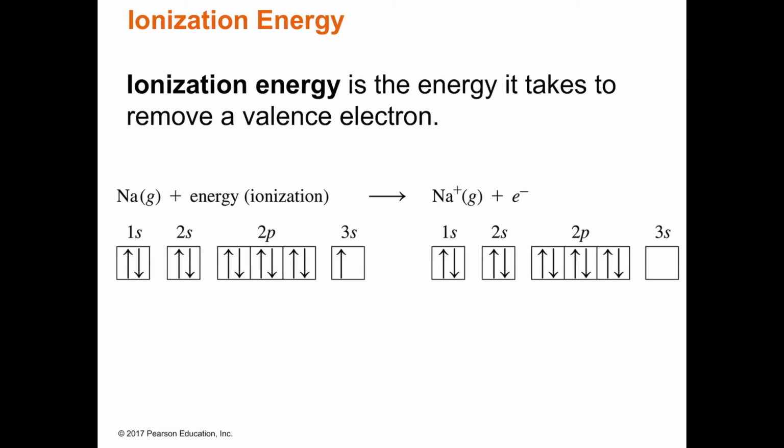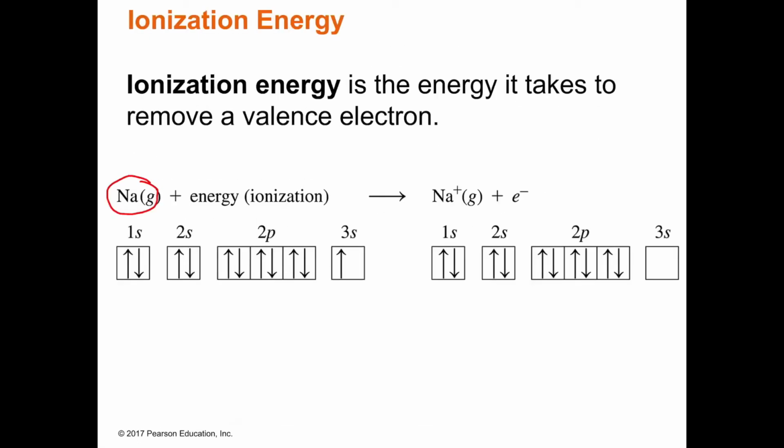Okay, our next trend that we're going to talk about is ionization energy. And ionization energy has to do with bonding, so it's really useful for us to talk about. So ionization energy is the energy it takes to remove a valence electron. So if we think about sodium, sodium has an electron configuration of 1s2, 2s2, 2p6, and 3s1. Okay, so this is an orbital diagram, just kind of laid out left to right instead of up and down.